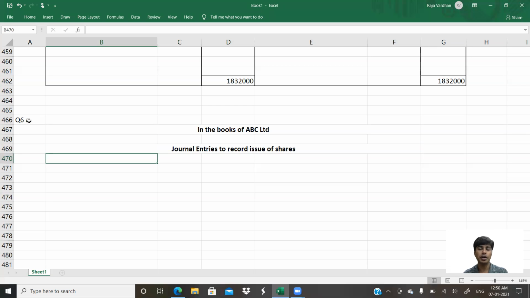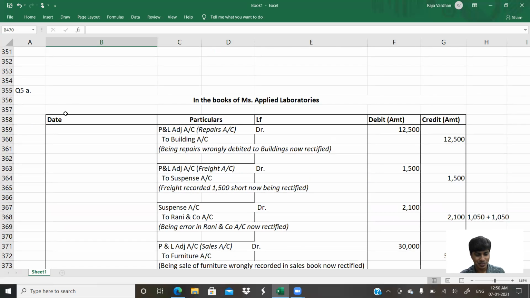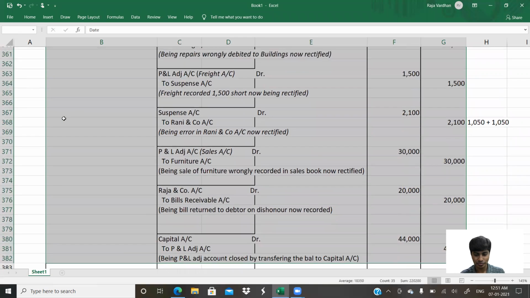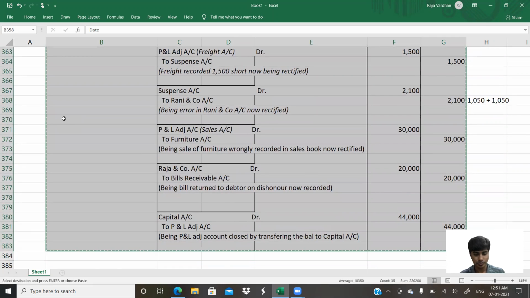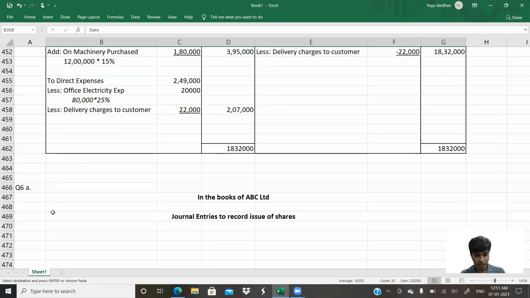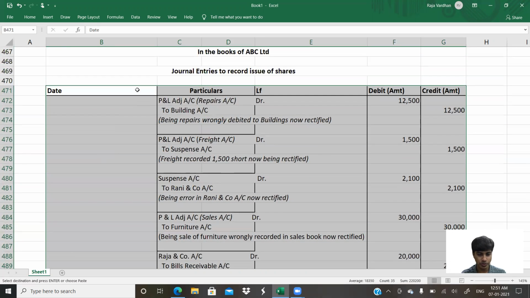We need a date column, particulars column, ledger folio, debit amount, credit amount. I can either draw it or I can copy it from here. What would I do? Keep guessing, keep guessing. I would copy it from here, paste it here. Date column has become too big. What will I do? Make it small.